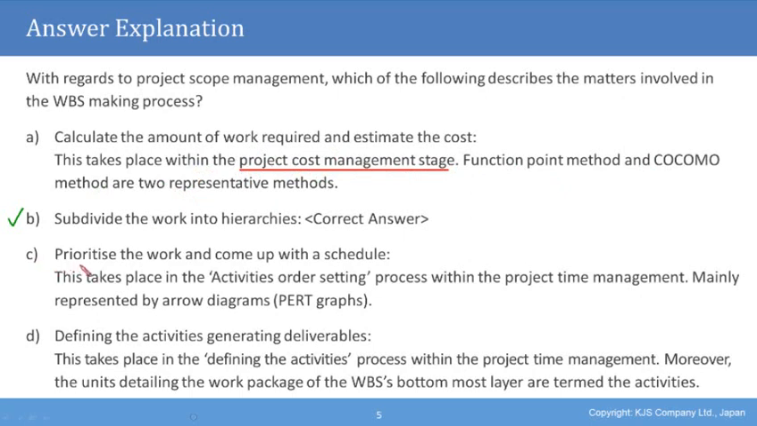Option C said prioritize the work and come up with a schedule. This takes place in the activities order setting process within the project time management, mainly represented by arrow diagrams, PERT graphs, which we'll be talking about. Option D said defining the activities generating deliverables. This takes place in the defining the activities process within the project time management again. So these are in the same project time management. Moreover, the units detailing the work package of the WBS's bottommost layer are termed the activities. So this is a definition.